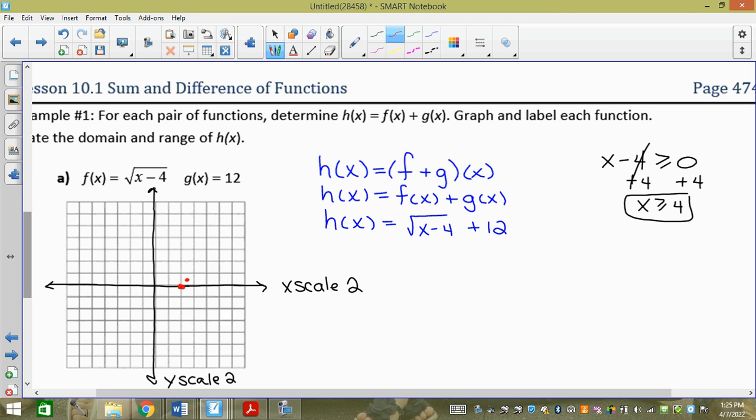Then what? 6 and 1.4. 7 and 1.7. 8 and 2. 9 and 2.2. 10 and 2.4. 11 and 2.6. 12 and 2.8.